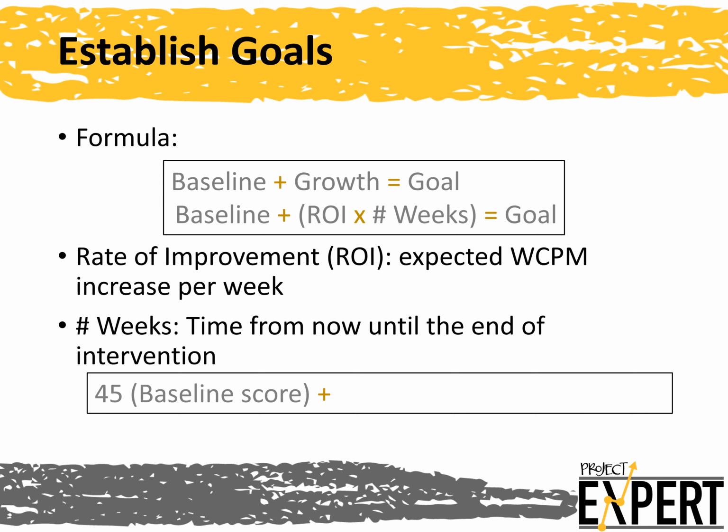First, we write down where they started, their baseline. Let's say it's 45. Next, we settled on a reasonable yet ambitious rate of growth per week for this student. In this example, we chose 1.5. Next, we multiply this by the weeks left in the school year to calculate how much growth they'll make this year. Baseline plus their growth over the year equals the goal. In this case, that's 75 words correct per minute by the end of the year.